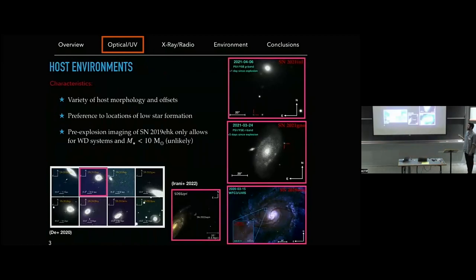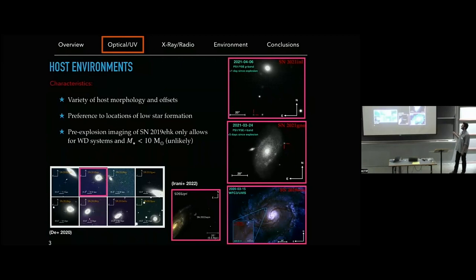In terms of their host environments, it's really all over the place. But as you can see, in pink are all the double-peaked events. This is just to get an idea of where the locations are of the objects where there might be material around a white dwarf at the time of explosion, to try to convince us that they might actually be white dwarf systems. They're not only found in the outskirts of elliptical galaxies, they're found in the centers of very star-forming galaxies.